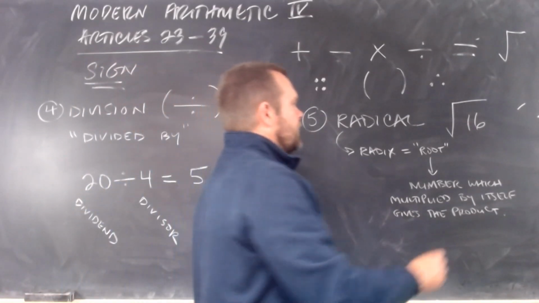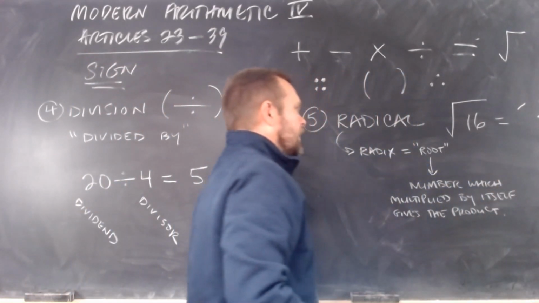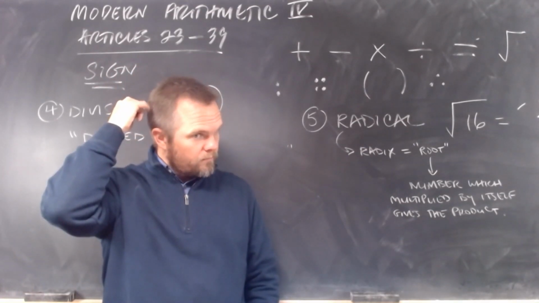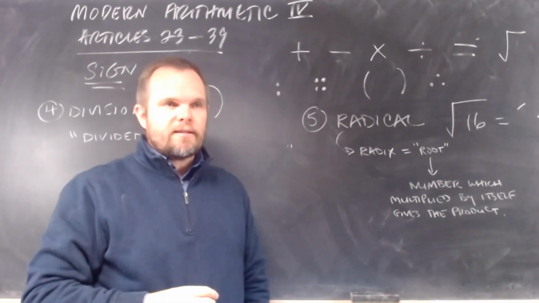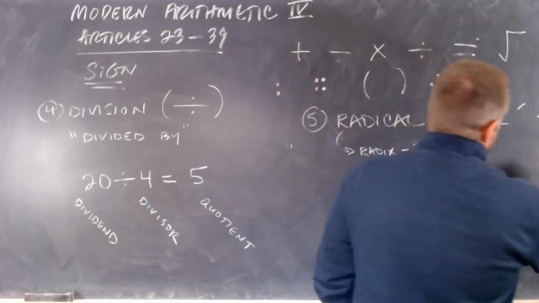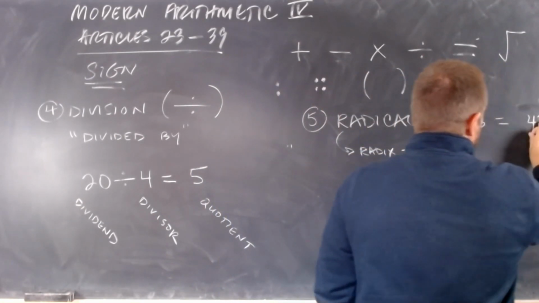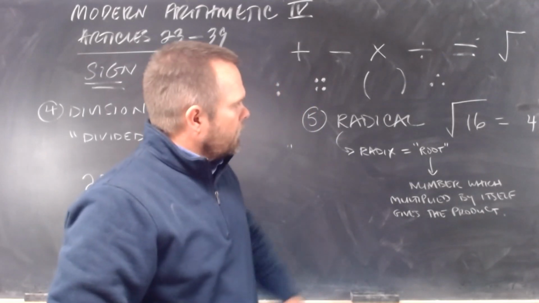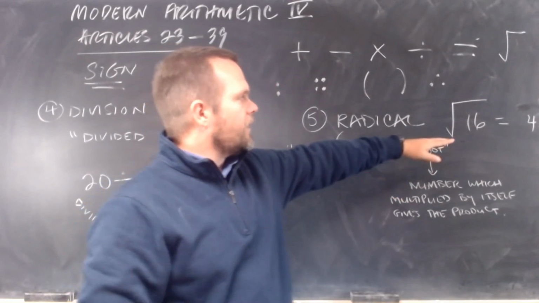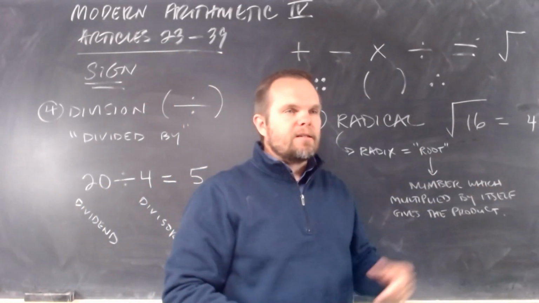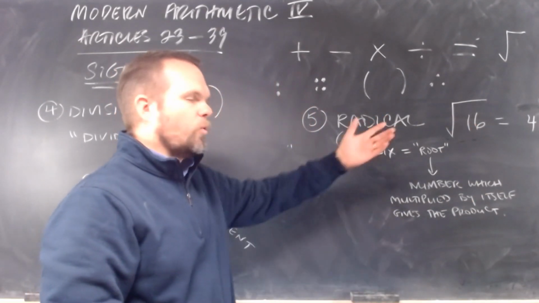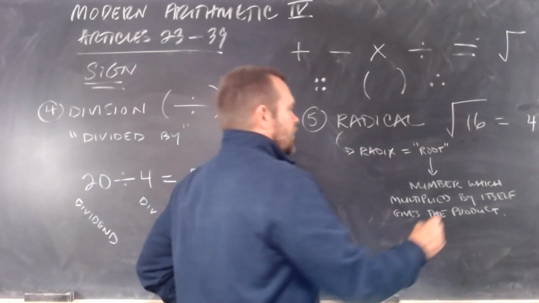So what number multiplied by itself gives 16? What number multiplied by itself produces 16? 4. Okay? When we have the radical sign by itself, that's called the square root. We ask what number multiplied by itself gives this product. That's the square root.